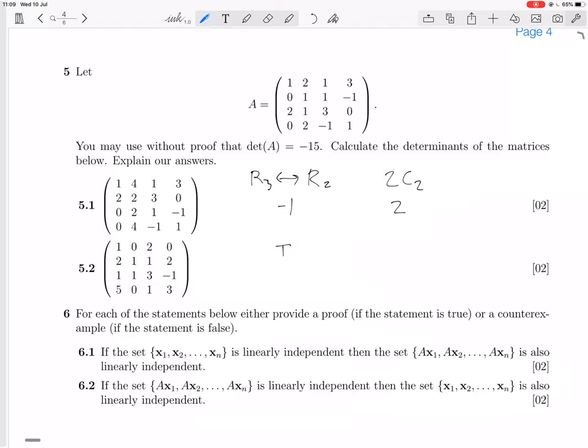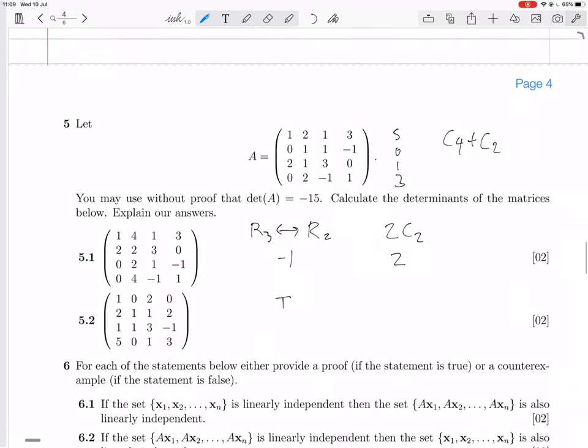So something else is happening to the fourth row, or over here it would be the fourth column, 5, 0, 1, 3. So how can we go from what we have as the fourth column to this 5, 0, 1, 3? To get the 5, you could add column 2 to column 4. And then you'd get 5, 0, 1, 3. Yes, cool. So transposing doesn't change it. Column 4 plus column 2 doesn't change it. So the determinant still stays minus 15.